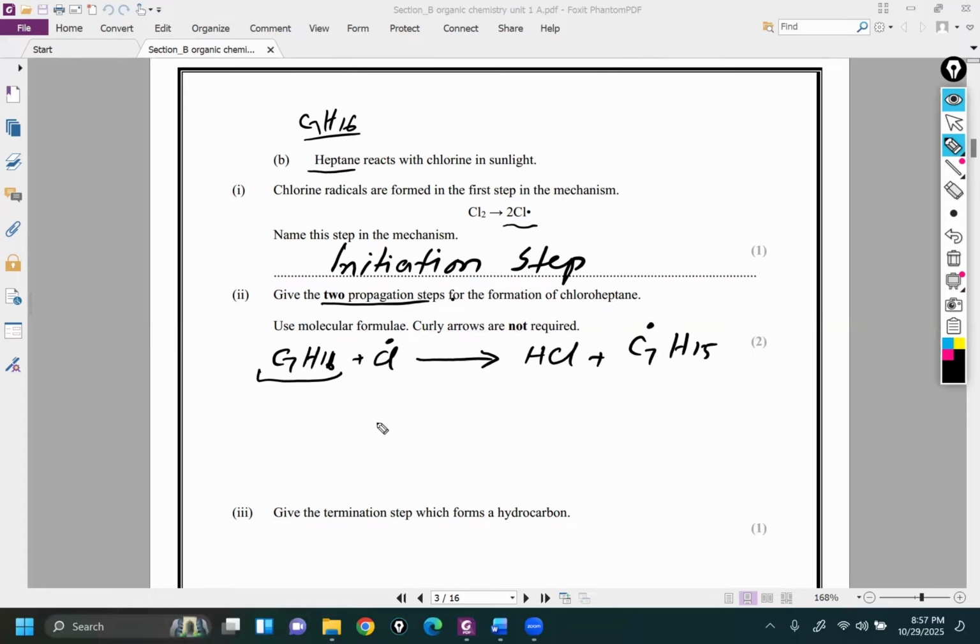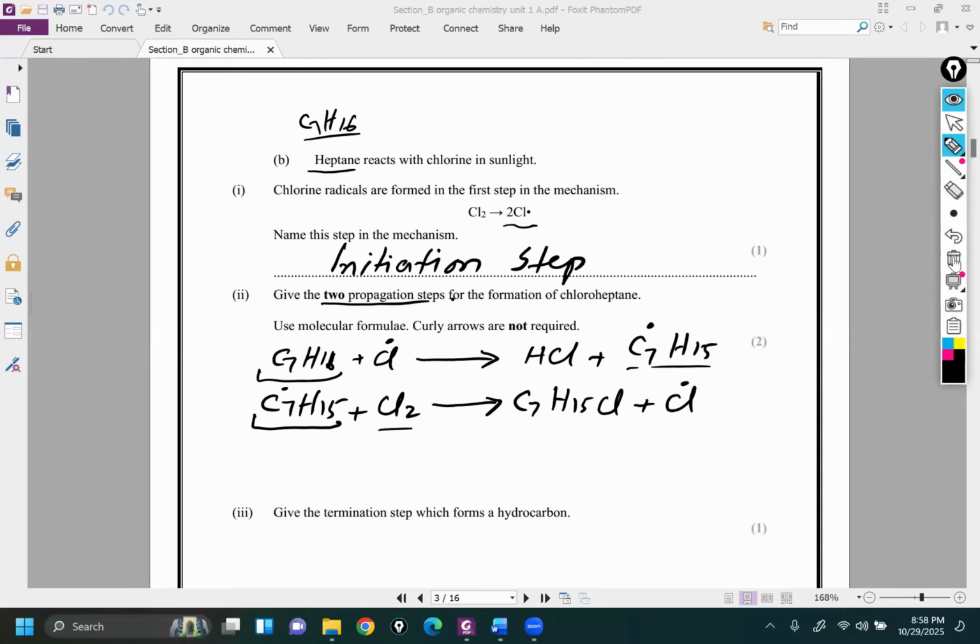And the second equation, that C7H15 free radical will come from this step now. Now it is more reactive because it's a free radical. It will react with normal chlorine, molecular chlorine. This time this is more reactive, so it will snatch one chlorine from here and we will get C7H15Cl plus Cl. From here one chlorine is snatched by heptyl free radical and one chlorine will go ahead. So these are the two easy steps for the formation of chloroheptane.